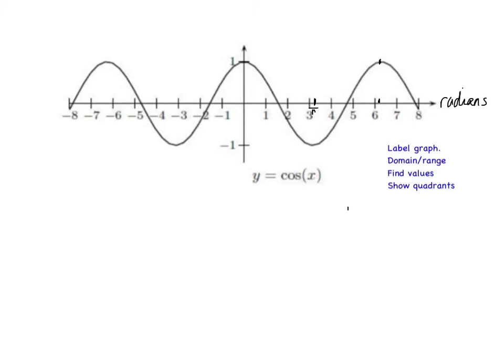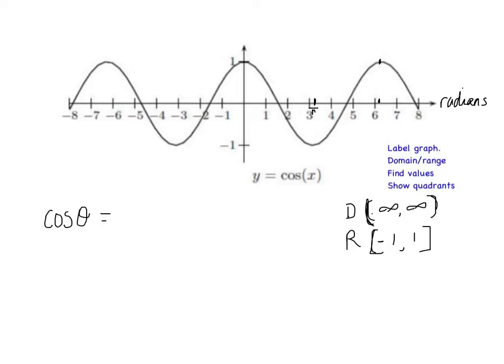So the domain is still from negative infinity to infinity. It goes on forever. These are parentheses, not brackets. And the range is still, these are brackets, -1 to 1, because it still oscillates up and down between -1 and 1.